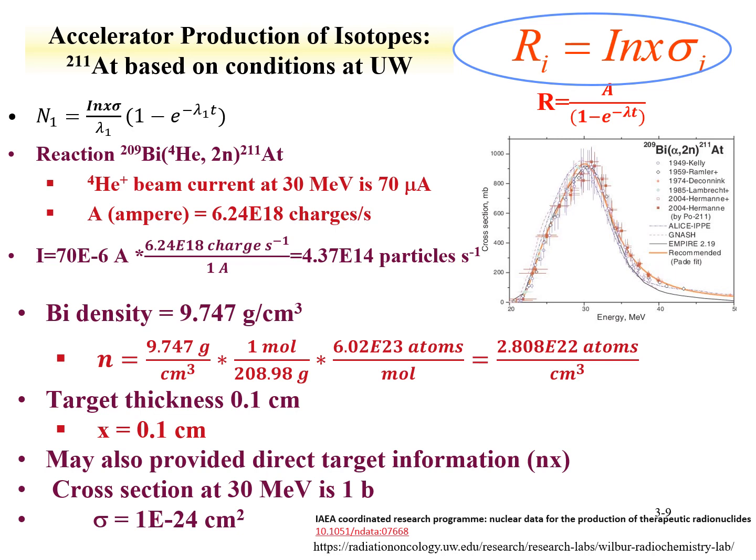And then we get the cross-section, which is shown here from experimental data. The cross-section for this reaction is about 1,000 millibarns. So that's 1 barn, and we'll use that as the cross-section.